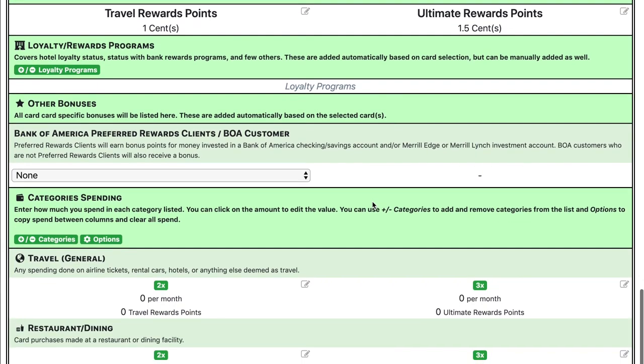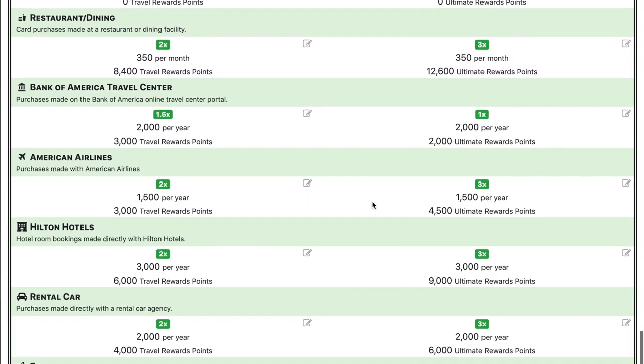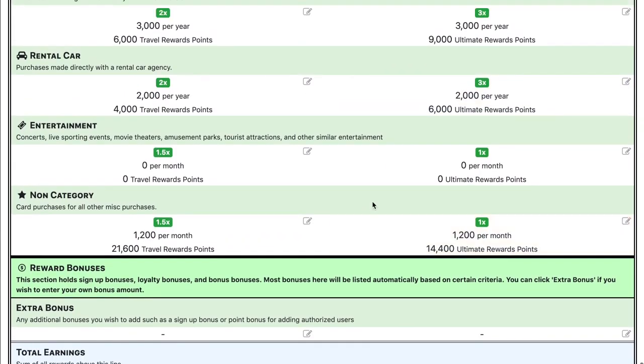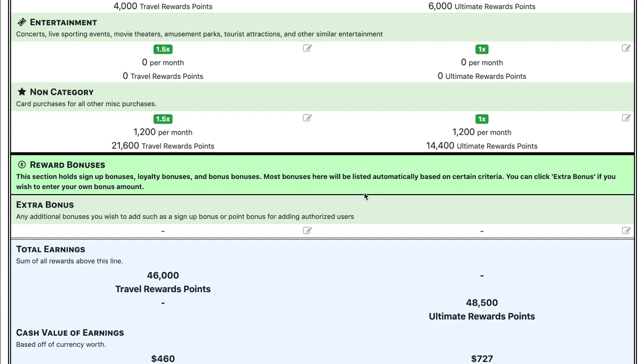So let's slide down to the category spending. The values are already copied over from the last card, so let's jump down to the totals. But before I get to the totals, the Chase Sapphire Reserve earns 3 points per dollar on both travel and dining, in case you want to know that before we got to the totals. So we're looking at 460 versus 727, significantly higher with about the same amount of points, not a big difference, but the points are worth so much more that you get a lot more value when put towards travel.